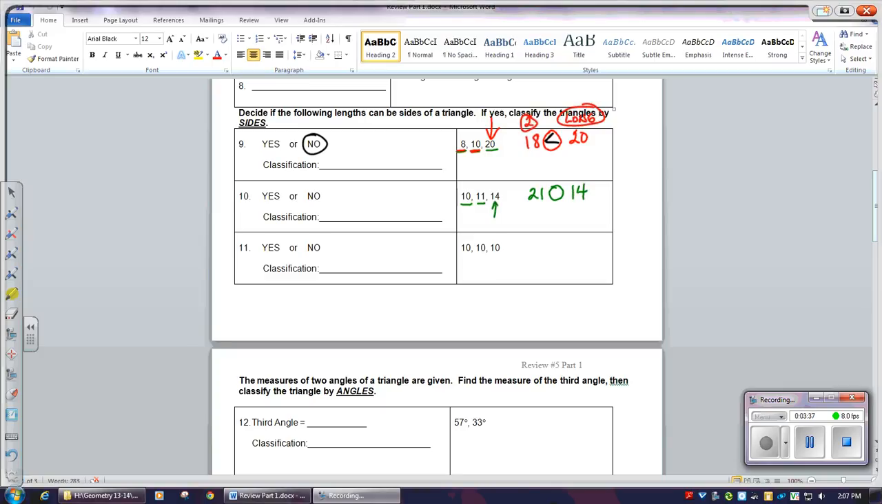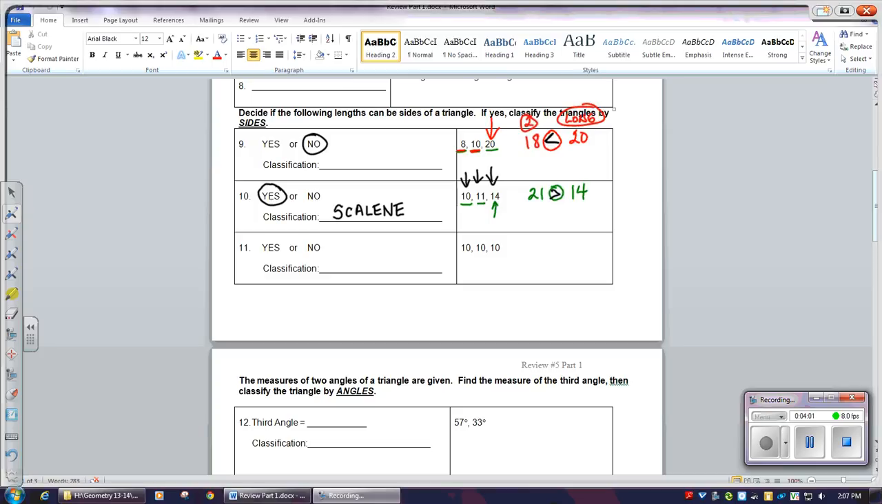It must go on the right. This time, 21 is greater than 14. So since it is greater than 14, we can form a triangle. And so, yes, we have a triangle. What kind is it? Well, look at your numbers for your sides. All three sides are different. If all three sides have a different measure, it is a scalene triangle.